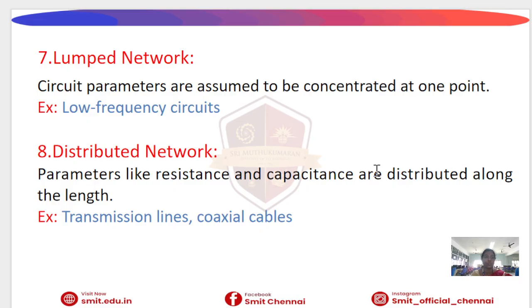So the circuits are assumed to be concentrated at one point only. What is distributed? Distributed means it can be shared. So the parameters like resistance and capacitance are distributed along the length. For example, the transmission line. Transmission lines in our roadways, we always see the transmission line, coaxial cable. So it is a distributed network.